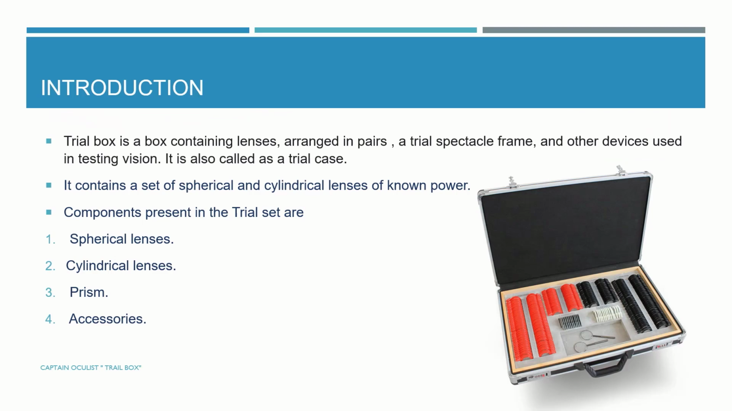So the trial case or trial box contains a set of spherical and cylindrical ophthalmic lenses which are used in performing subjective refraction and neutralization. It contains a set of plus and minus spherical, plus and minus cylindrical lenses, accessories, prism, Maddox rod, and others.